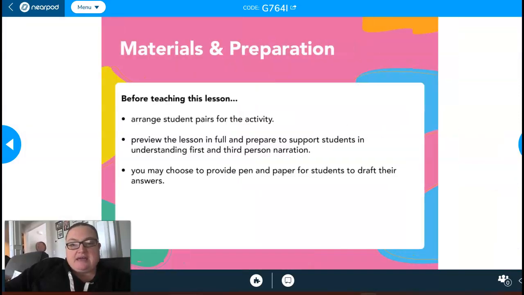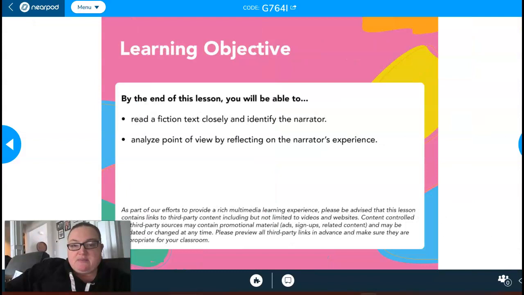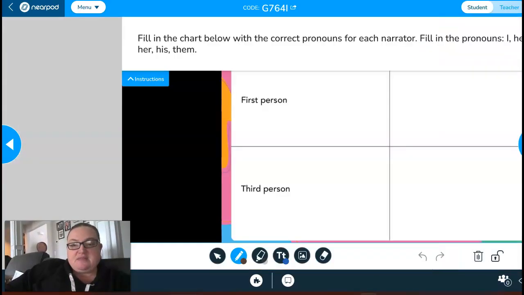So I am looking at materials and preparation. This is for the teacher, and it explains how the students should pair up and also what materials they may need. Guiding question, this would be how does the storyteller shape the story? And by the end of the lesson, this is their objectives. And then let's get started.